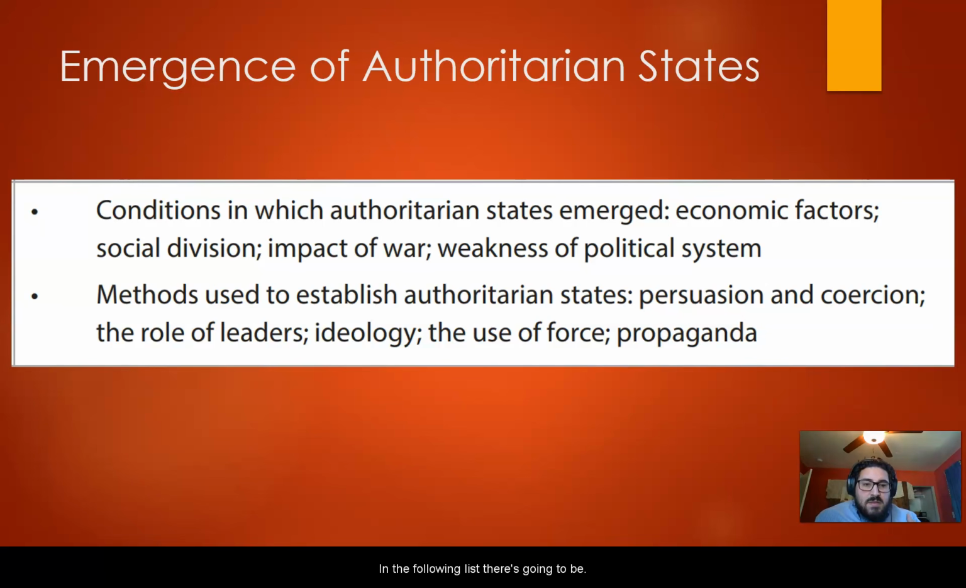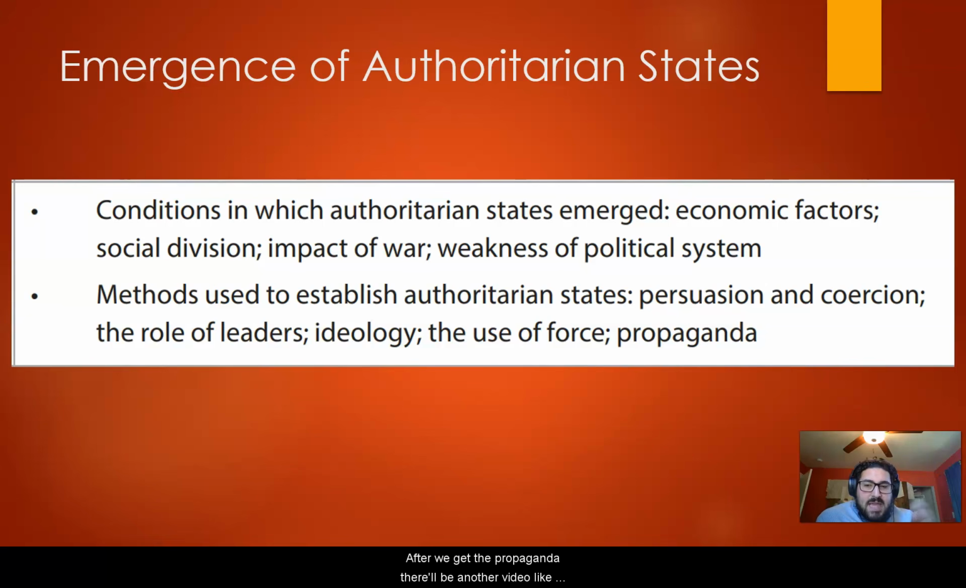In the following list, there's going to be 9 videos. Each video is dedicated to each of these examples. Each video is specifically labeled in order by these bullet points. So, conditions in which authoritarian states emerged, economic factors is the first video after this one. And it's going to go all the way until we get to propaganda. Please make sure to really laser in and focus on it.